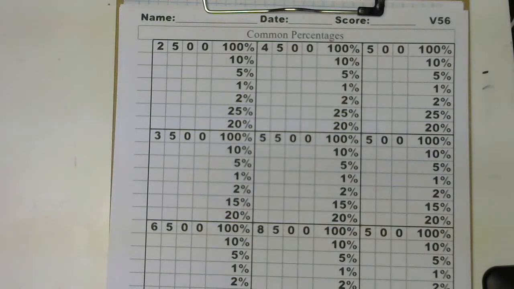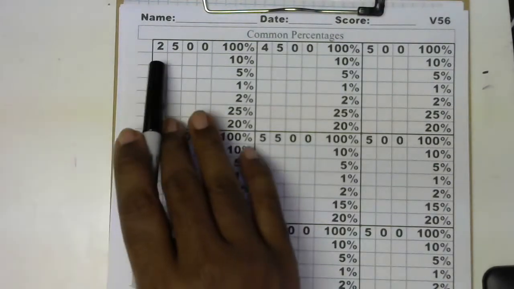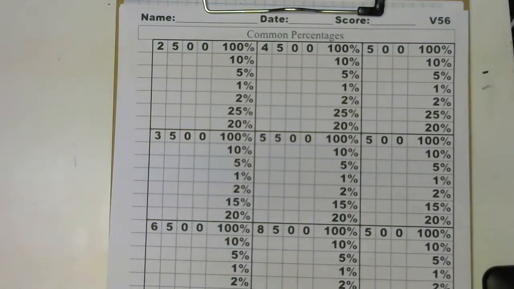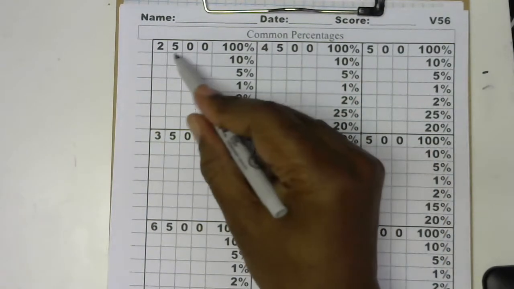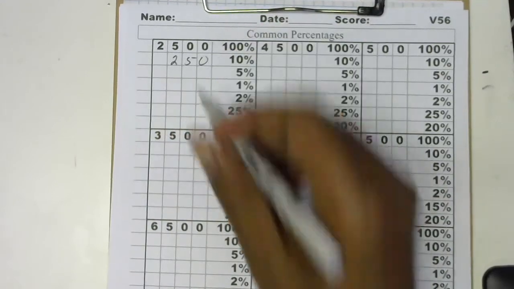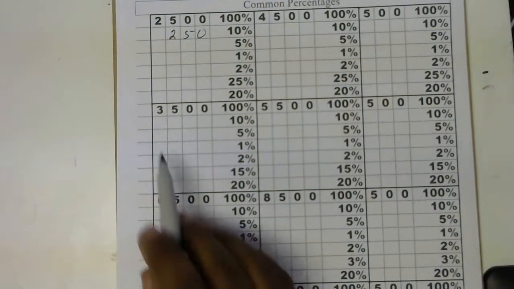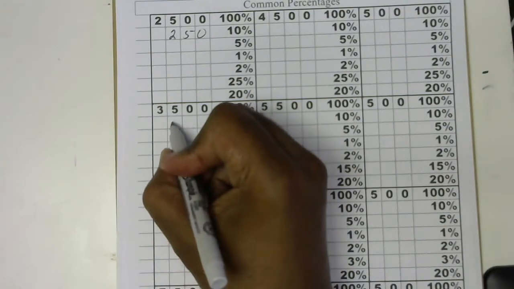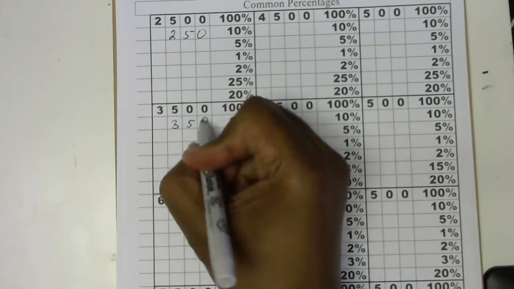Okay, common percentages. First, we're going to work on finding 10%, which is easy because we divide by 10. The original here, the 2,500, that's our 100%. To find 10%, we take this and divide by 10. If I divide by 10, this will be 250. As well as my 35,000, to find 10%, we divide by 10, and that'll be 350.